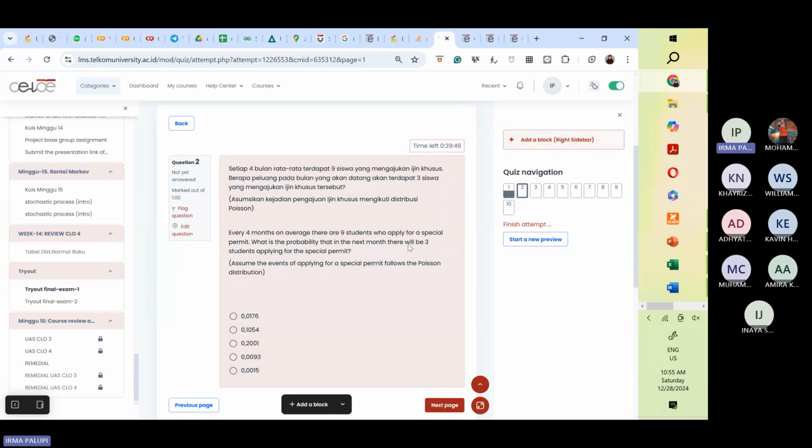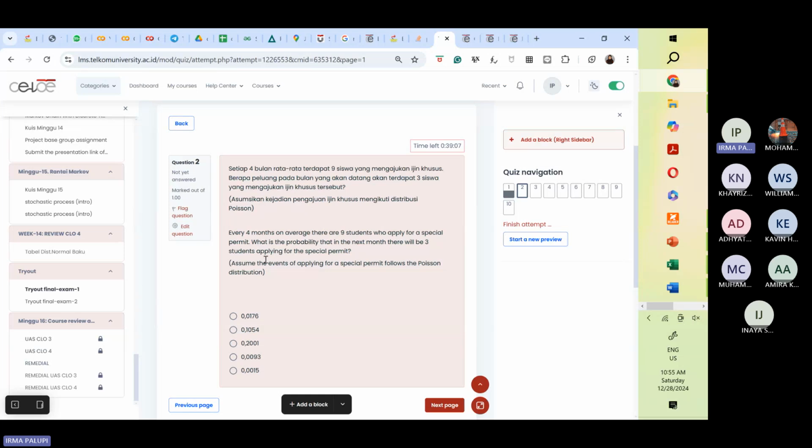We have a Poisson distribution since it's the number of events that happen in a given time period. So in this case, we have 9 students who apply in a period of 4 months, but we want to find the next month. So the period changes in this case to 1 month. We need to scale 9 students per 4 months to how many students in a month. So for sure, it's 9 per 4 students per month, right?